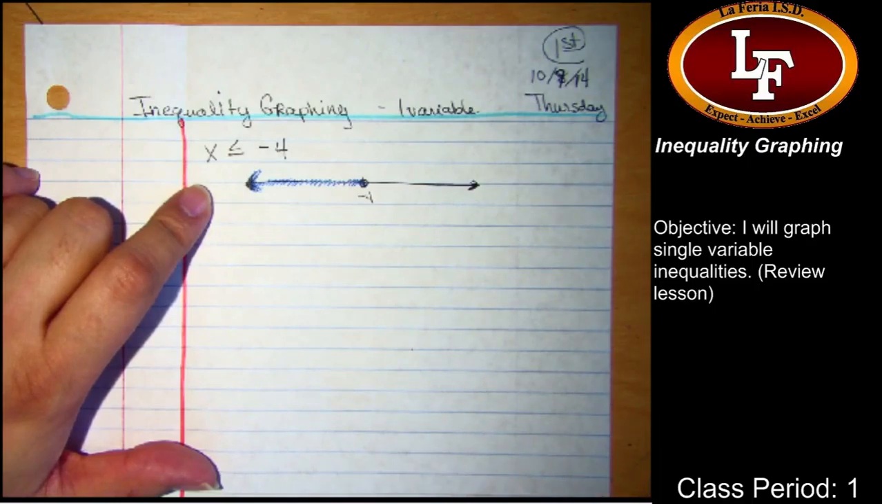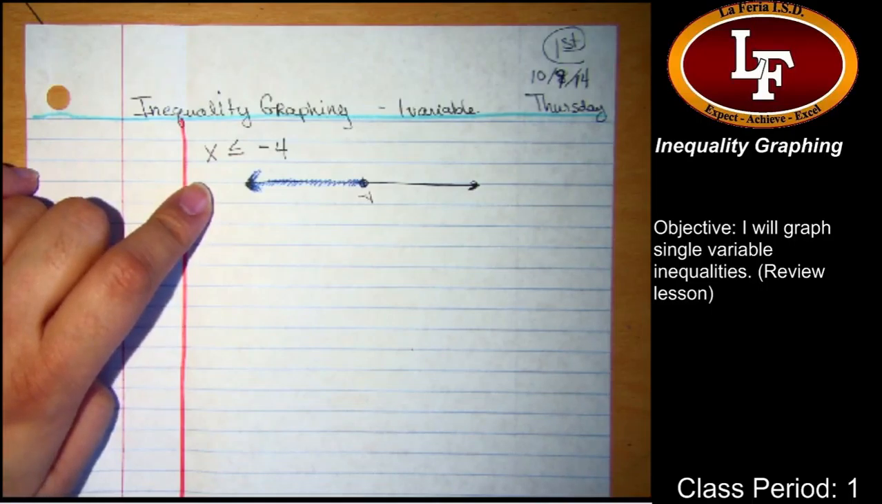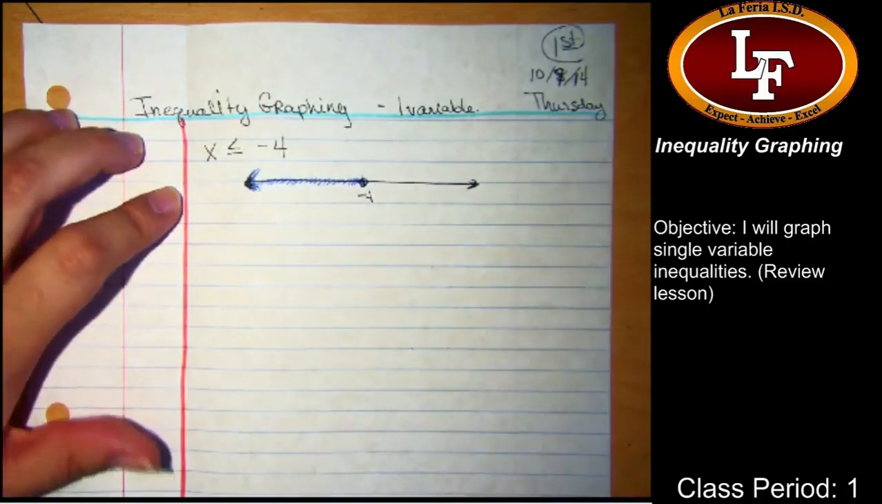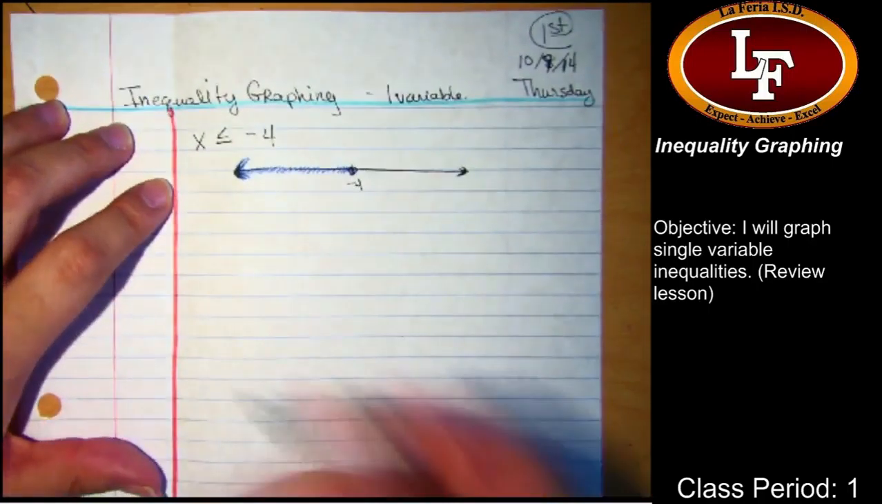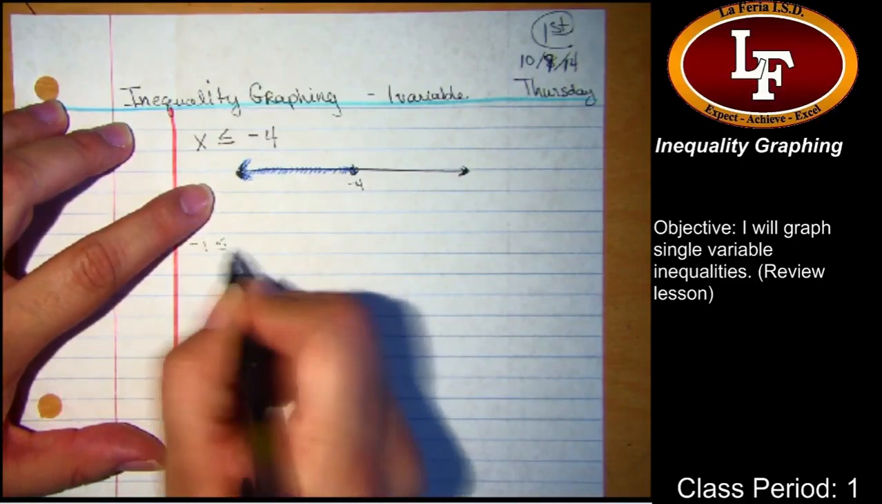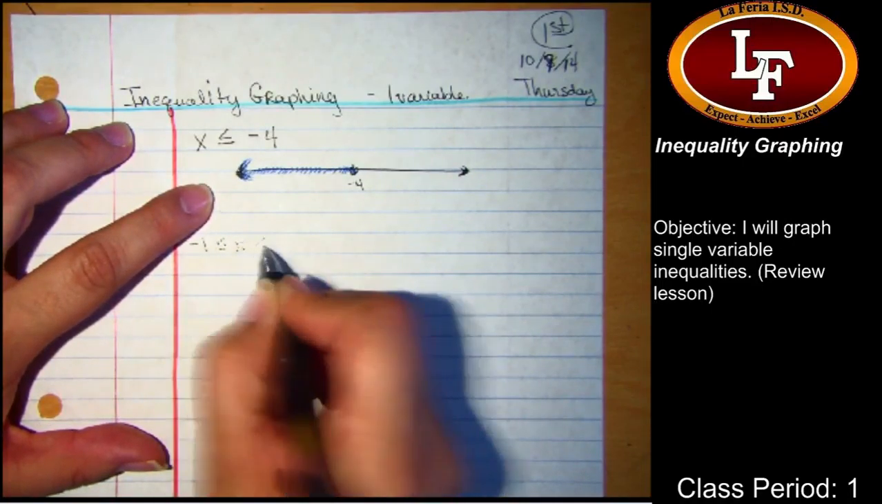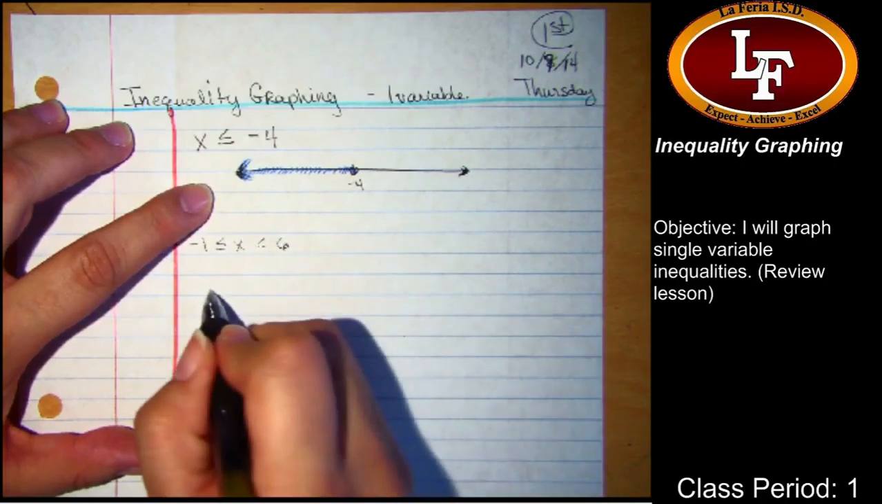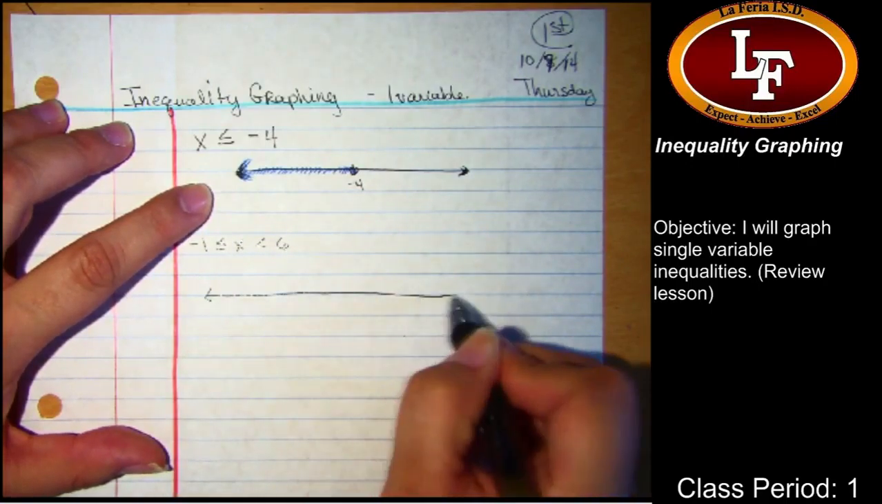So this shape, in geometry terms, looks like a what? A segment, a point, a line, a ray. Ray. Awesome. Hooray! All right, let's try one that looks a little more complicated, shall we? -1 less than or equal to x less than 6. And it wants you to graph that thing.